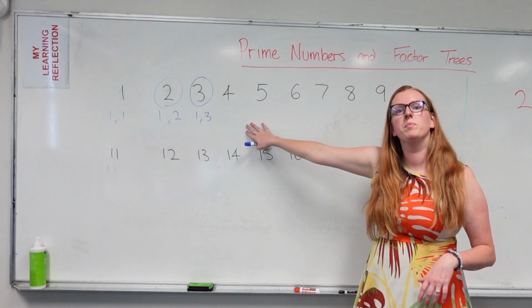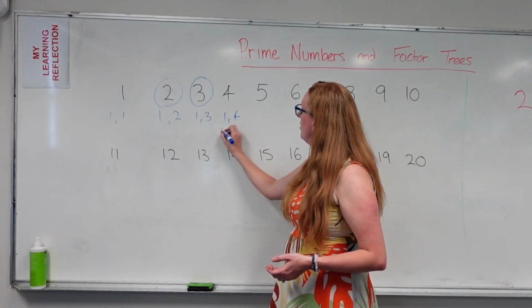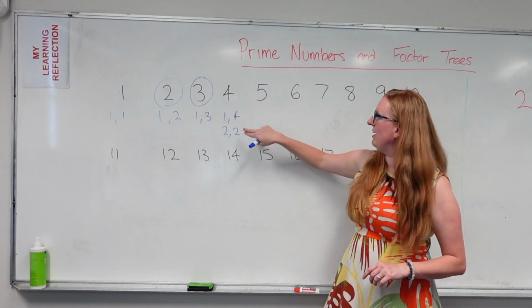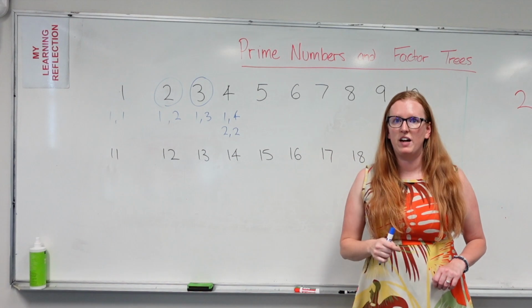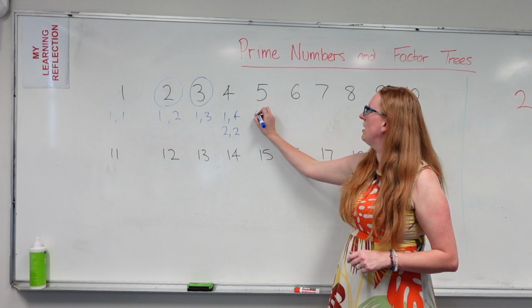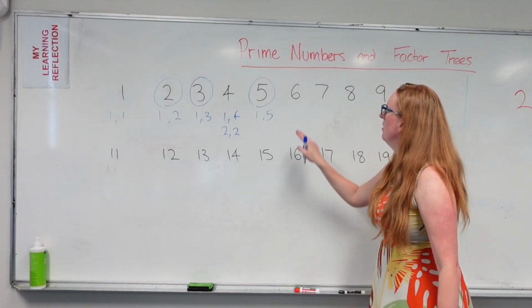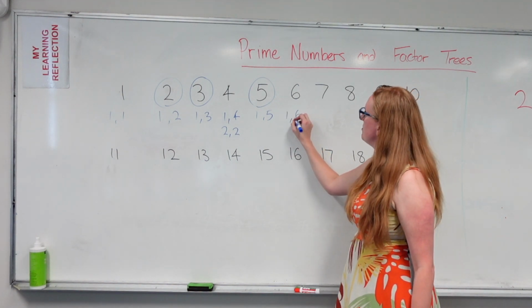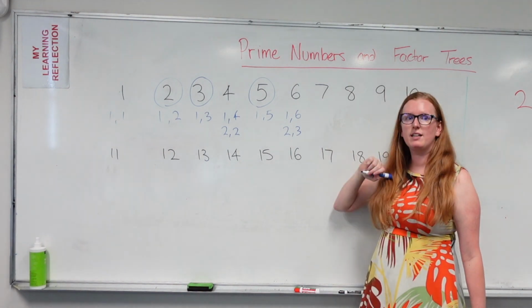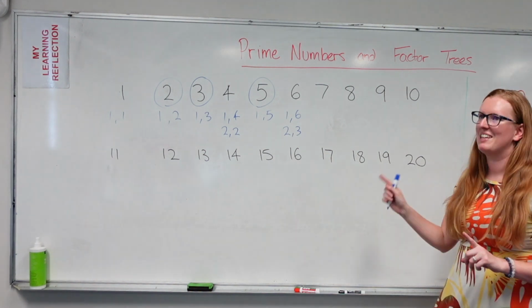Let's have a look at the number 4. The number 4, I can go 1 times 4, or I could go 2 times 2. So that means that 4 is not prime. It has 2 sets of factors, which is awesome. It's a composite number. Whereas the number 5, I've only got 1 and 5. It's prime. What about the number 6? I could go 1 times 6, or I could go 2 times 3. So it's got 2 sets of factors, which means it's composite. It's not prime.